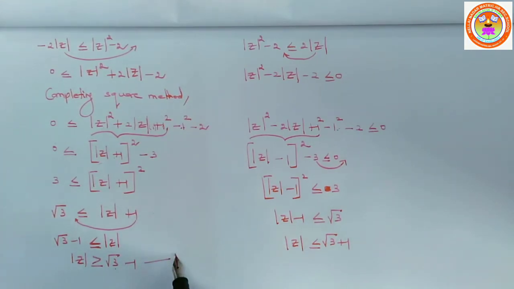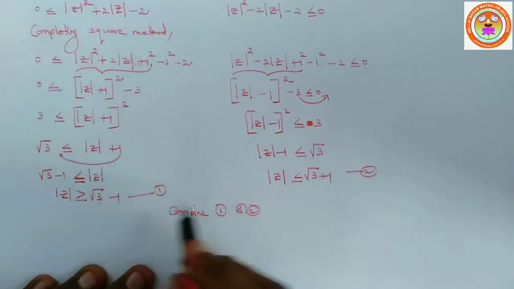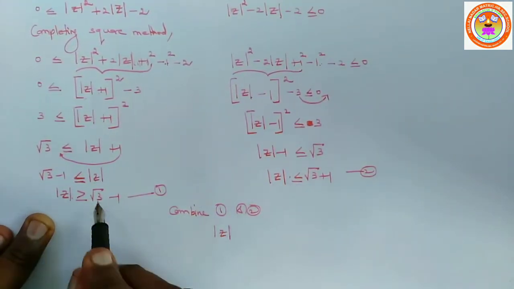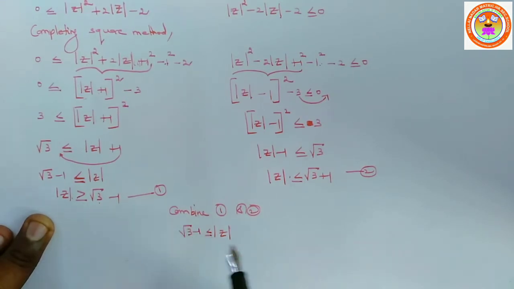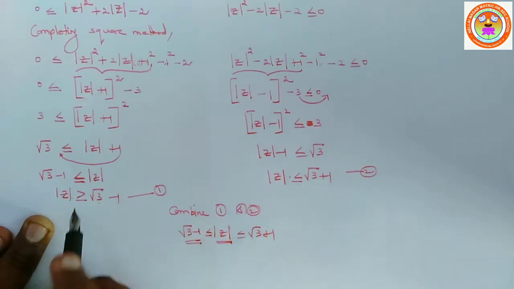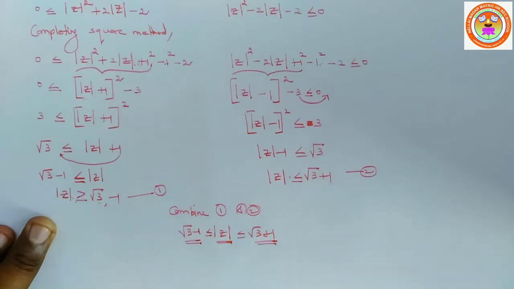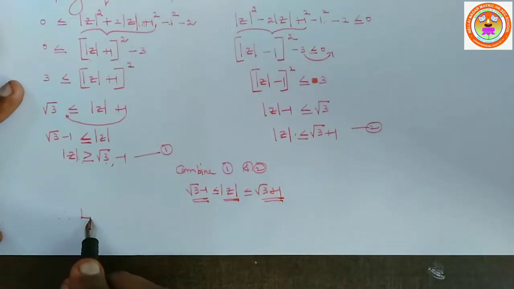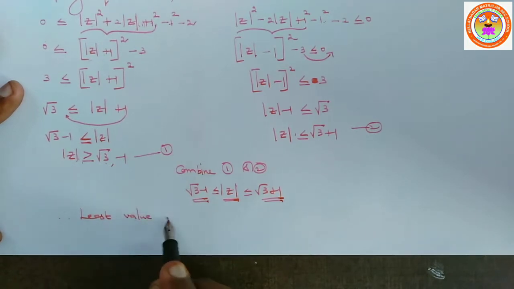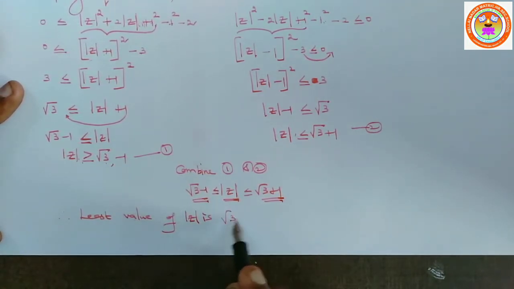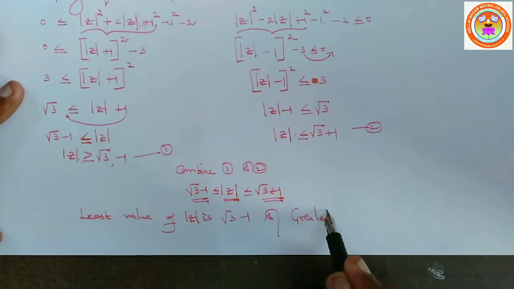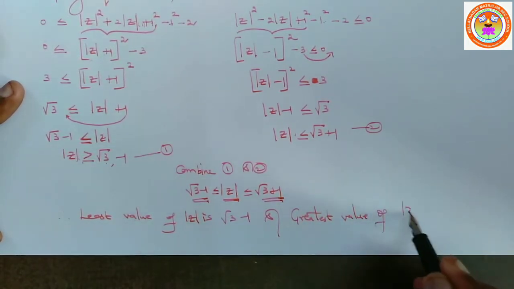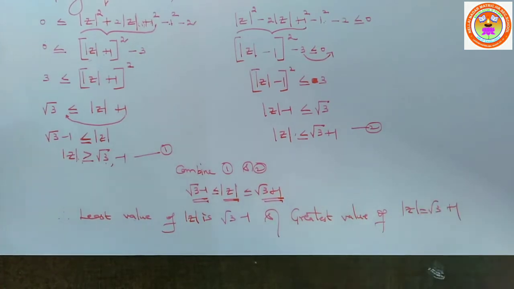Suppose we are going to combine this, keep this equation 1, equation 2, combine 1 and 2. If I combine 1 and 2, what is the answer? Root 3 minus 1 is less than or equal to modulus of z, less than or equal to root 3 plus 1. Modulus of z value is greater than root 3 minus 1 but less than root 3 plus 1. Therefore, the least value of modulus of z is root 3 minus 1 and the greatest value of modulus of z is root 3 plus 1.